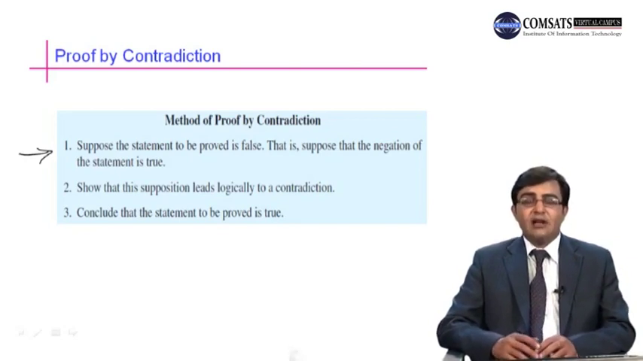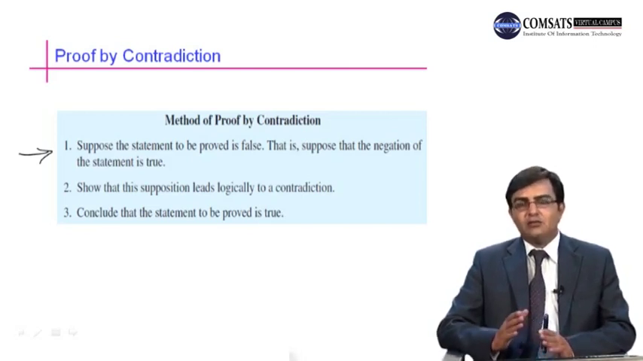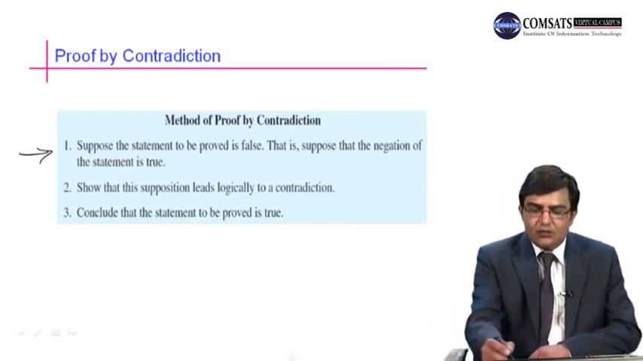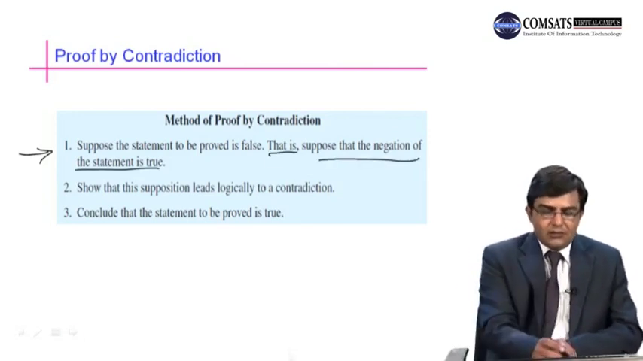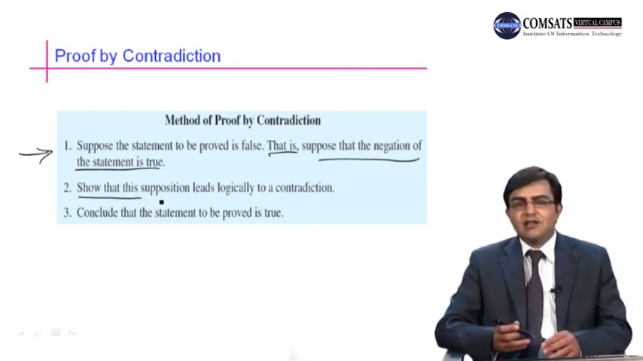This is a method of proving a statement. Basically, to prove a given universal conditional statement, we suppose that the hypothesis is true, and we have to prove the conclusion is also true. Now in this method we suppose that the conclusion is false. That is, we suppose that the negation of the statement is true. Now next we show that this supposition leads to a logical contradiction.